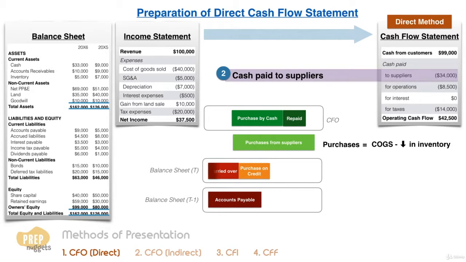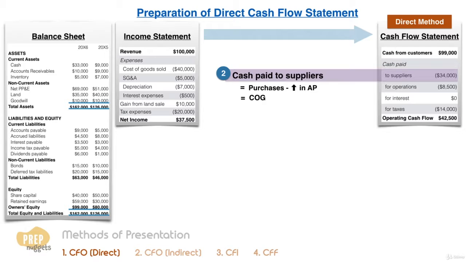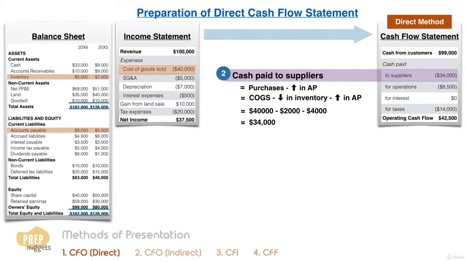This can be calculated by the total purchases minus the increase in accounts payable, or the cost of goods sold minus the decrease in inventory minus the increase in accounts payable for the period. Plugging in the figures, we get a total of $34,000 paid to suppliers.